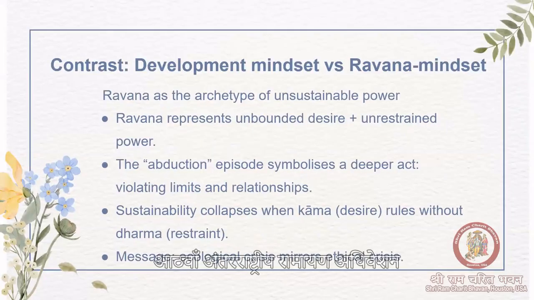In contrast, consider the development mindset and the Ravana mindset, the way Ravana is presented in the text. Ravana is an archetype of unsustainable power. Ravana represents unbounded desire and unrestrained power. The abduction episode symbolizes a deeper act, violating limits and relationships. Sustainability collapses when karma rules without dharma. The message is that ecological crisis mirrors ethical crisis.